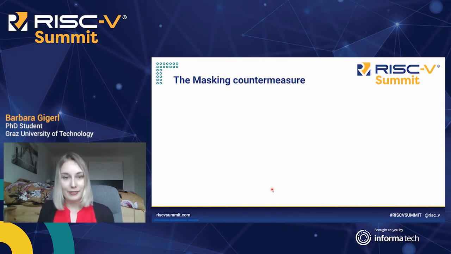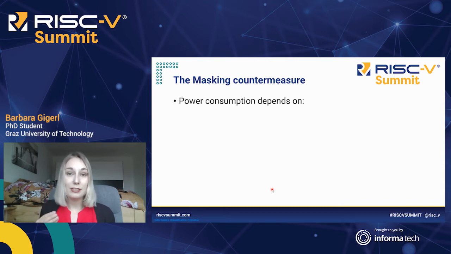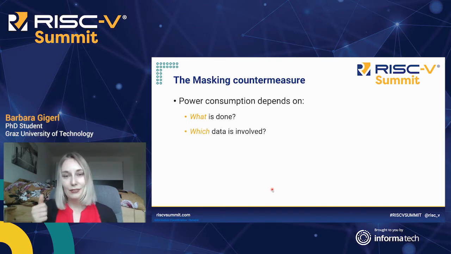And this connection can be made because the power consumption depends on 2 things. First of all, which instructions are executed by the CPU, what is done. And second, which data is being processed by the instructions, so which data is involved. And countermeasures aim at breaking this dependency between the power consumption and the data. A very prominent example of a countermeasure is called masking.